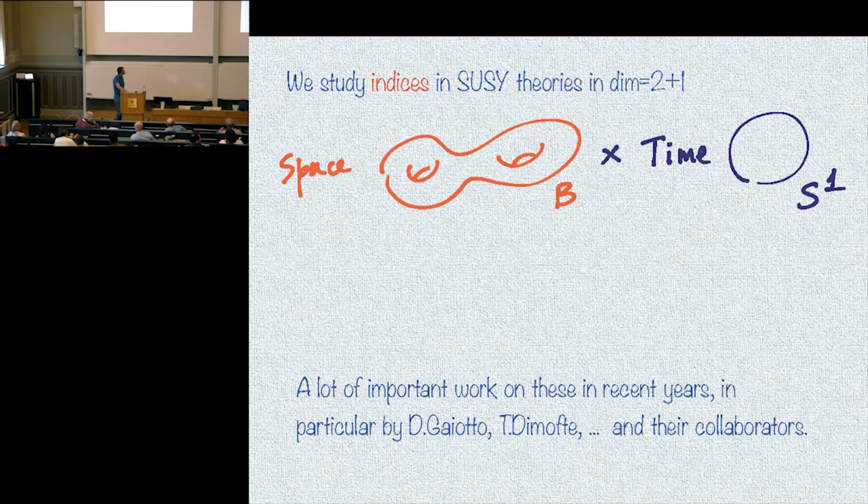So in this work with Mina, we study indices in supersymmetric theories in 2+1 dimensions, where the space is some Riemann surface B. I guess I'll be pointing to this slide. And the time is made periodic.